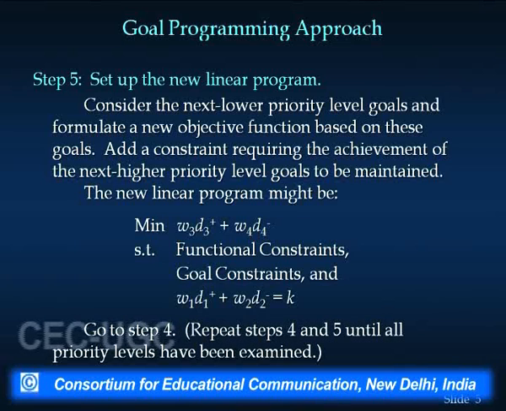Di is nothing but the deviation, and then the functional constraints, goal constraints, and the objective function. W1 D1 plus W2 D2 minus is equal to K, and this K figure we have to minimize. Go to step 4, and repeat steps 4 and 5 until all priority levels have been examined and listed in the problem. Now we'll see one of the problems and we'll use this procedure to formulate it and finally get a solution to it.